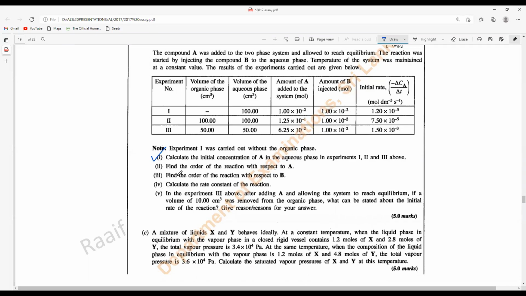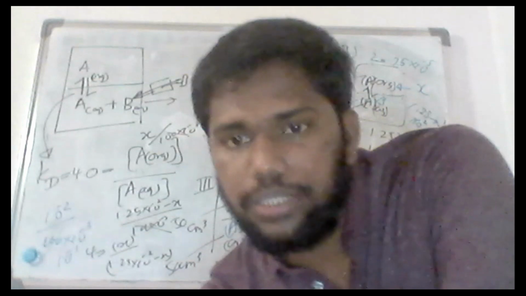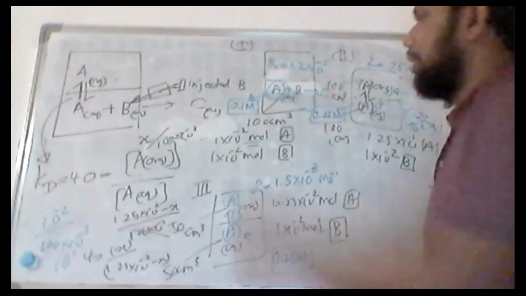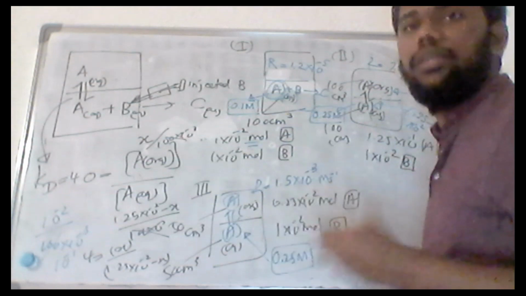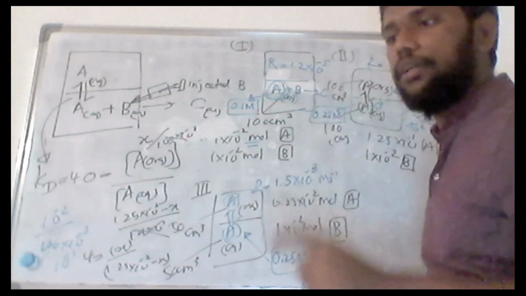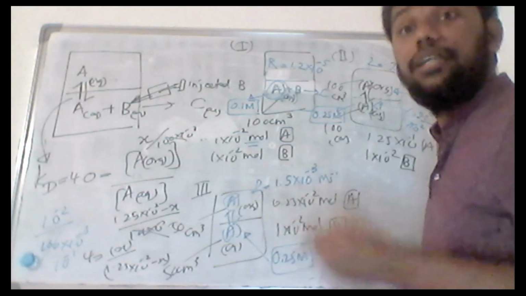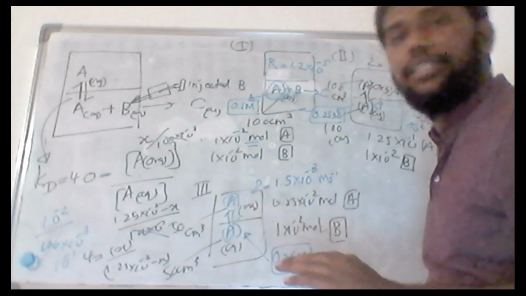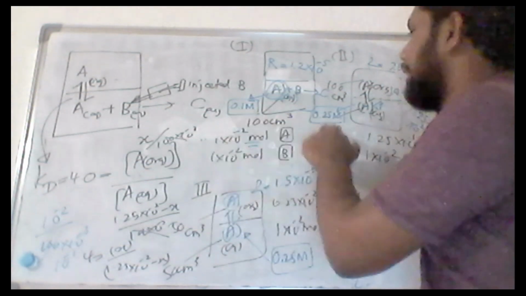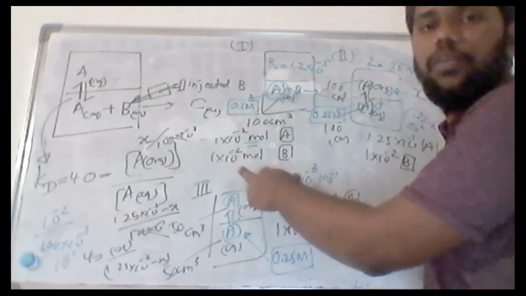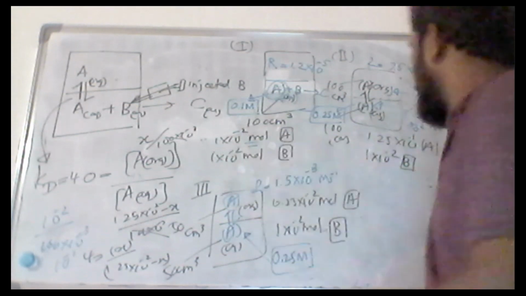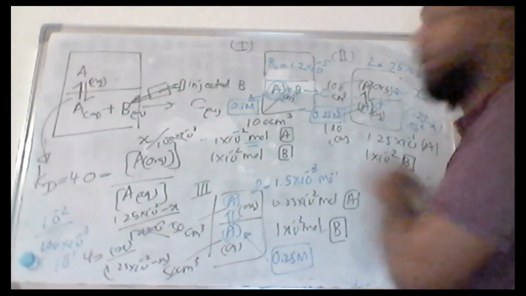Okay. So we have found the initial concentration, and then they say find the order of the reaction with respect to A. So this is very simple. Why? Because you have to understand here, in all three experiments, if you want to find the order with respect to A, you have to find two reactions where different concentrations of A have been used and the same concentration of B. So when you think about this one and this one, the concentration of A is different. But check the concentration of B. This is 1 into 10 to the power -2 moles in 100 cubic centimeter. And here also 1 into 10 to the power -2 moles in 100 cubic centimeter.